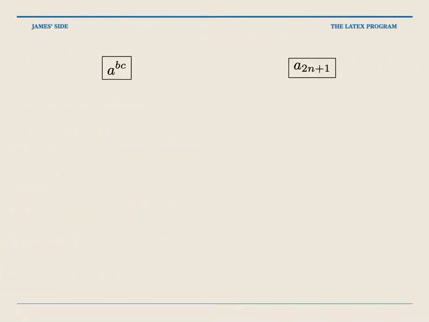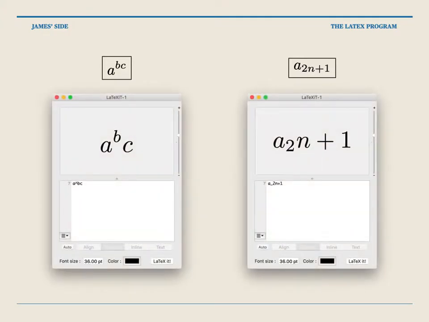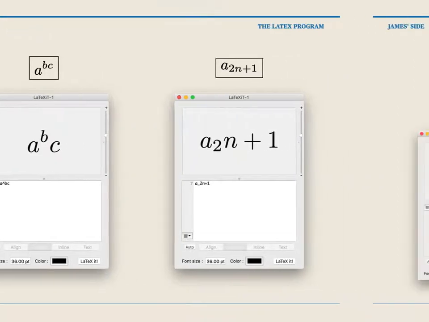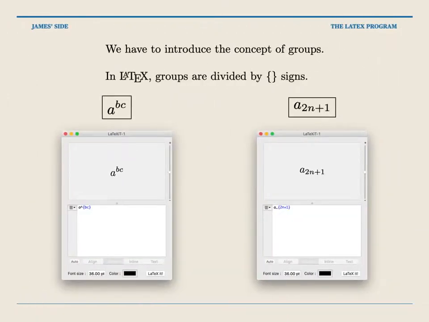Then here comes a situation like this. When you're trying to type in a to the bc's power and a sub 2n plus 1 as the whole thing, when you're just inputting them into the LaTeX box, it will not give you what you expected. So we have to introduce the concept of groups.